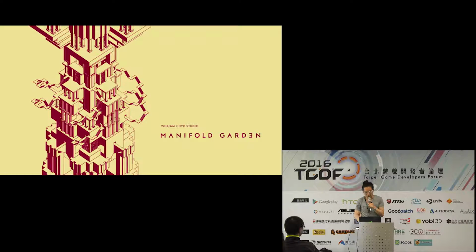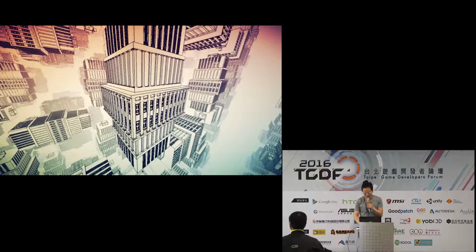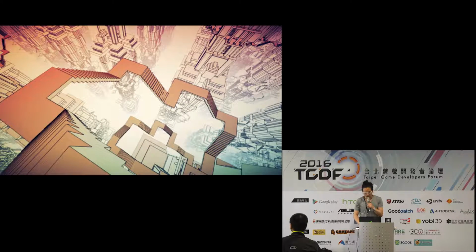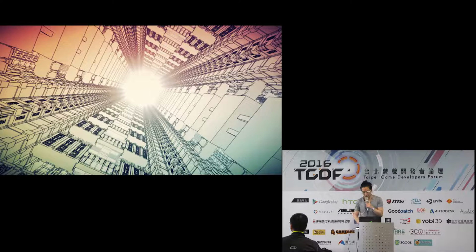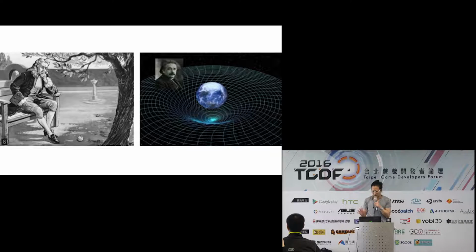But what I'm here to talk about is my game Manifold Garden, and just a brief intro. This is what the game looks like now. So what is it? It's a first-person exploration puzzle game with impossible geometry, unusual physics, and mind-bending architecture. The game is basically a metaphor for the last 400 years of physics, because you start off learning gravity, like with Newton, and then you get to Einstein and you're thinking about the shape of the universe.